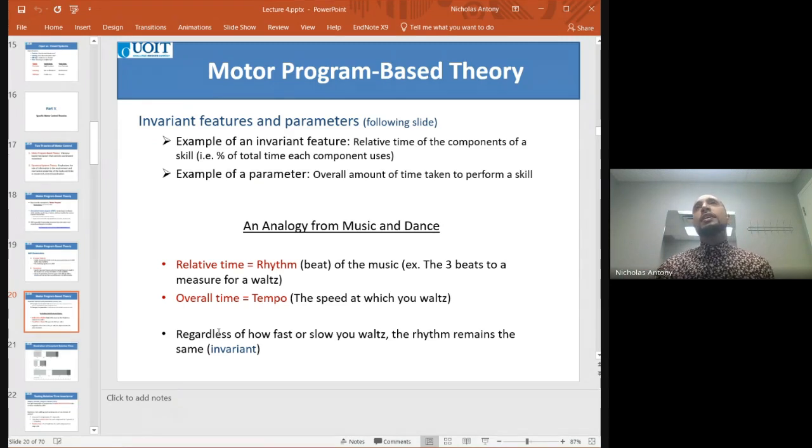And so let's discuss this idea of invariant features. Can anyone think of an example of an invariant feature? The one that I find easy to discuss is an analogy from music and dance. If we have a specific type of dance, think about the waltz. Now, I'm not a ballroom dancer, but the waltz is associated with a particular rhythm of three beats.